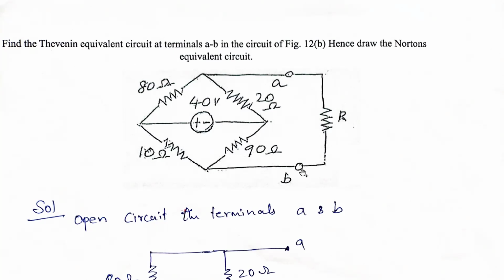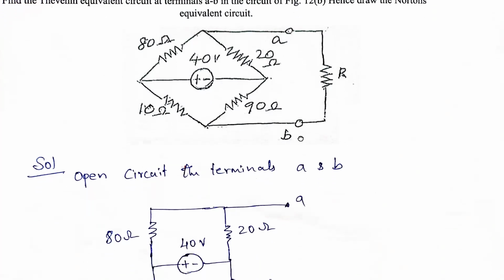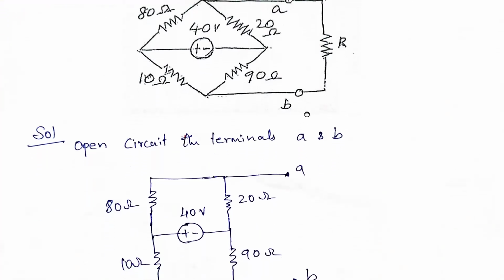Here, A and B are clearly given and a circuit is given in this shape. So by seeing this circuit, don't think it is a kind of Wheatstone bridge. But the thing is that we need to solve the Thevenin's equivalent circuit as well as the Norton's equivalent circuit. Now what we are doing is we are open circuiting these terminals A and B. That is the first step in the Thevenin's equivalent circuit.